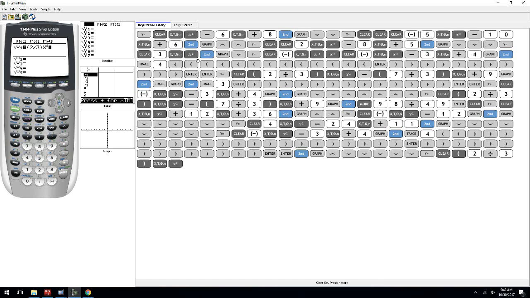Are you okay so far? All right, then what was it? Subtract parentheses 7 divided by 3. Close your parentheses. Then hit x. Plus 9. Okay. Everybody good? Hit graph.